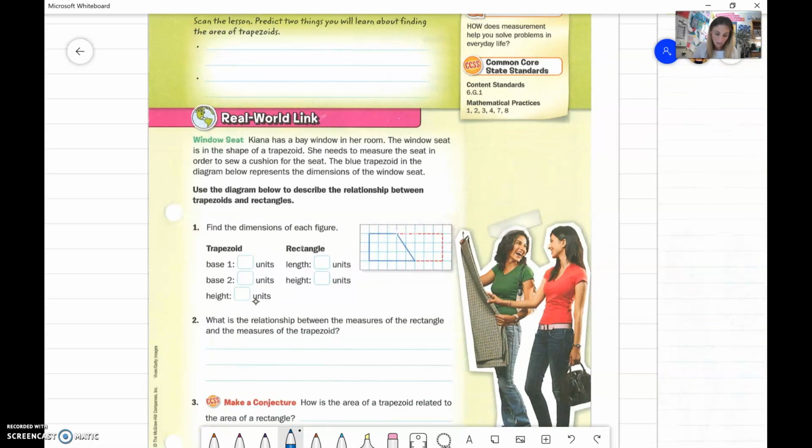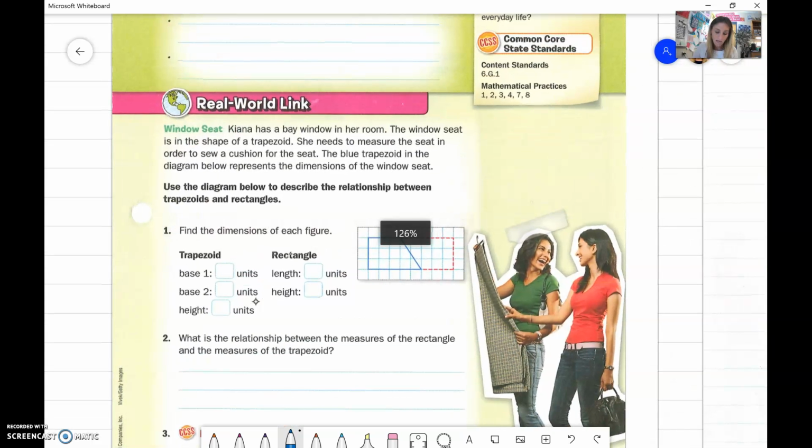Taking a look, it says, Kiana has a bay window in her room. The window seat is in the shape of a trapezoid. She needs to measure the seat in order to sew a cushion for the seat. The blue trapezoid in the diagram represents the dimensions of the window seat. First, we are going to label base 1 and base 2 of the trapezoid. So this is base 1 and this is base 2. It's the bottom part.